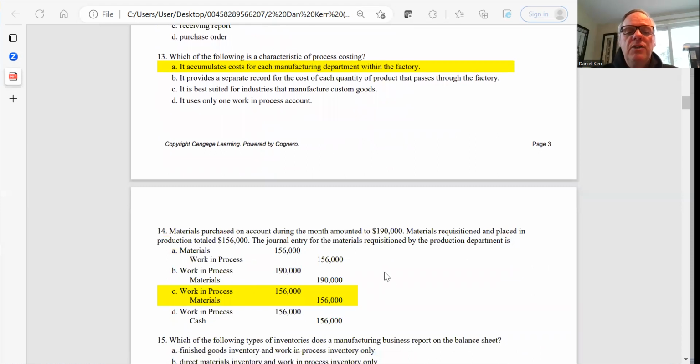Okay, journal entries. So we want materials purchased on account during the month was 190. Materials requisitioned and placed into production. The journal entry for the requisition would be, when the goods are requisitioned, they're transferred from one inventory account into another account. So they go from raw materials, and anytime you want to reduce an asset, you credit it. So you got a credit to materials, and you got a debit to work in process. So it goes from one type of inventory to the next.